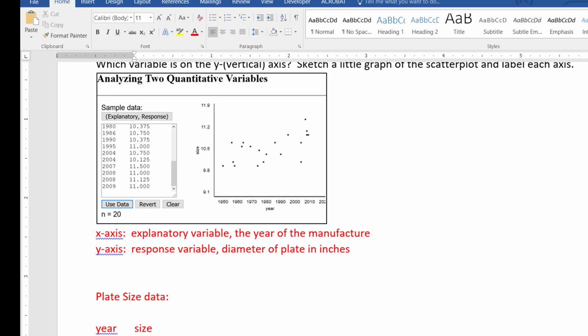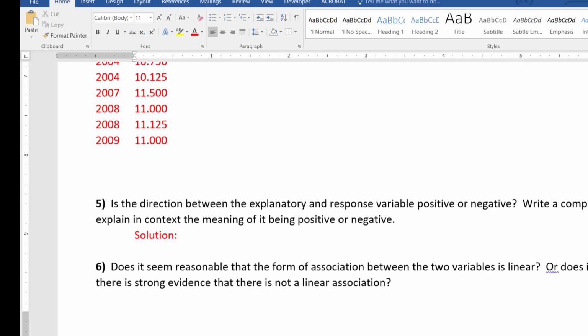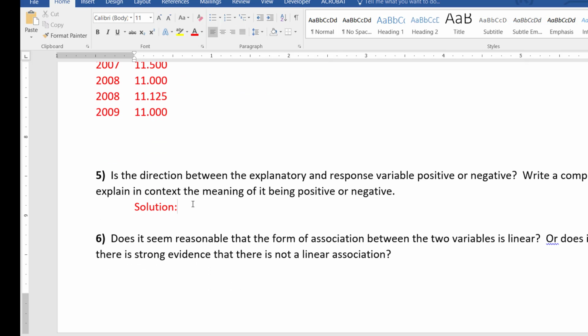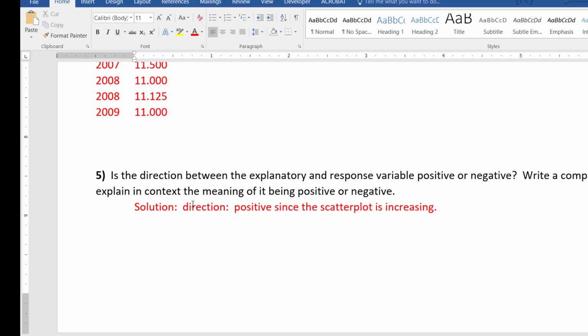So the direction is positive. Increasing data means the direction is positive. So what would that mean in context? In context, that tells us that as the years increase, the diameter of the plates is tending to increase.